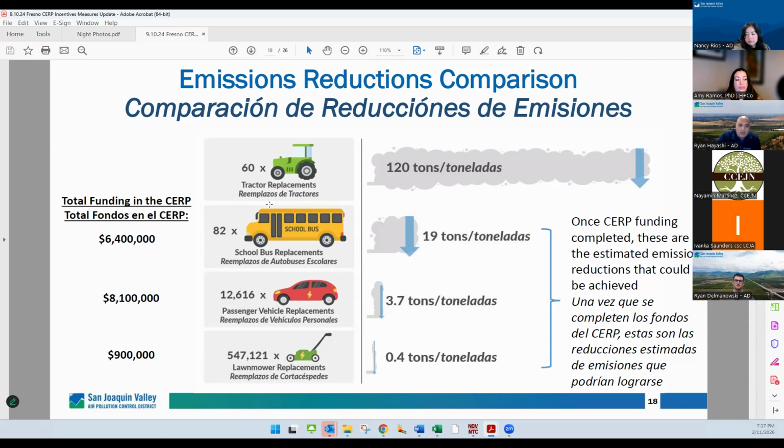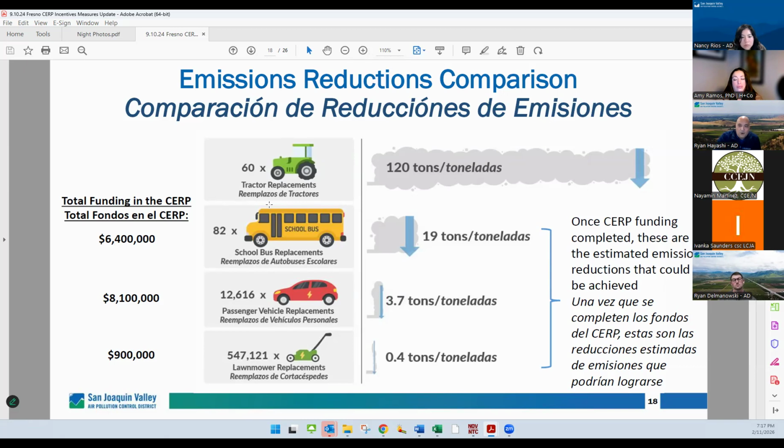For the CERP, we spent $6.4 million. If we were to have done 82 school buses from that, we would get 19 tons of emission reductions, so about 10 times less than what we'd see from the tractors. $8.1 million for vehicles was in the CERP. That would replace 12,616 cars, and from that you would get 3.7 tons of emission reductions.